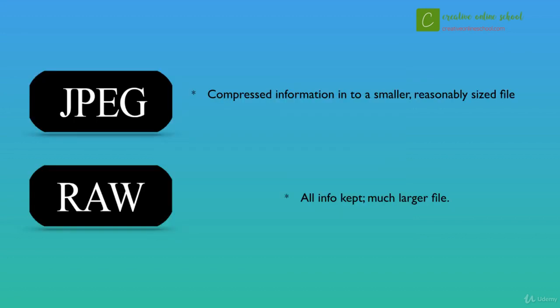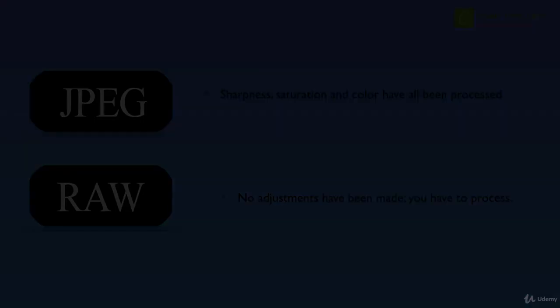So what is a RAW file? A RAW file, all information is kept, so it's a much larger file. A JPEG is a compressed file, so all the information is compressed into a smaller, reasonably sized file. A JPEG will typically be about 5 megabytes, where a RAW file is going to be more like 25 megabytes. So it's going to take up a lot more room on your memory card than shooting JPEGs alone will.